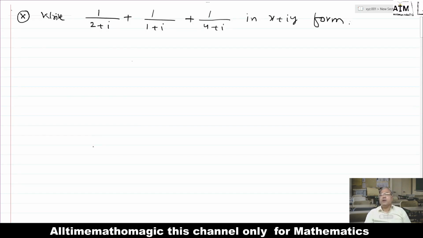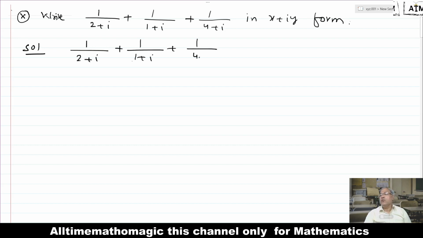Next example: write 1 upon 2 plus i plus 1 upon 1 plus i plus 1 upon 4 plus i in x plus iy form. Solution: 1 upon 2 plus i, 1 upon 1 plus i, 1 upon 4 plus i. Before solving this problem, here I would like to give you one algebraic technique.